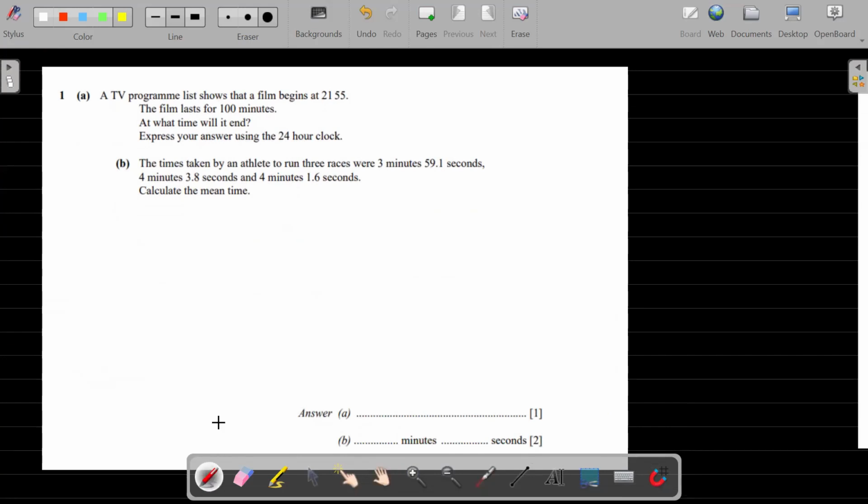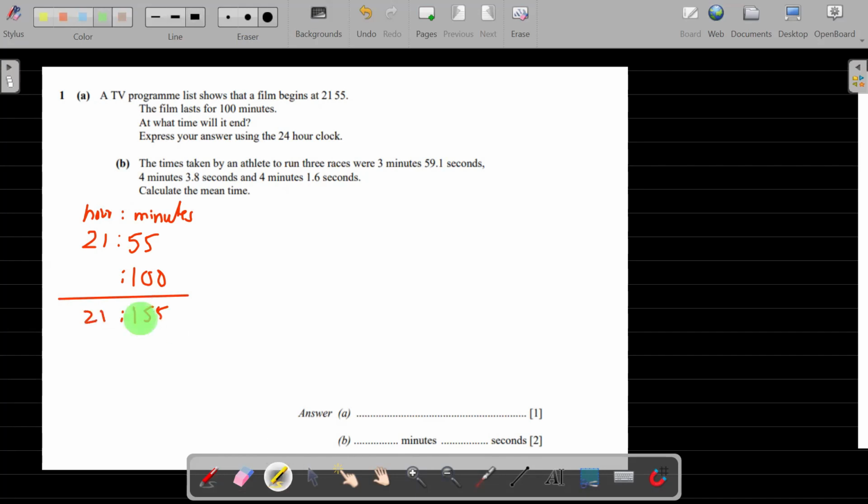A TV program shows that a film begins at 21:55. The film lasts for 100 minutes. At what time will it end? Okay. I told you before that we are going to write 21:55. I can write a colon just for your sake so that it should not be misunderstood. It says that it's going to be 100 minutes, okay? Because we know that this is our hour section and this one is our minute section. So add them up. By adding them up, I can see it is 155 and this will be 21.